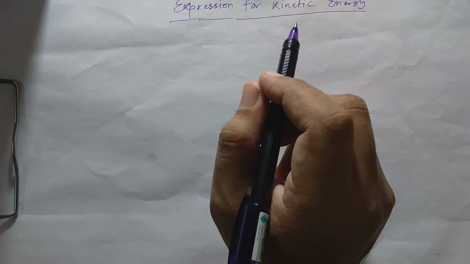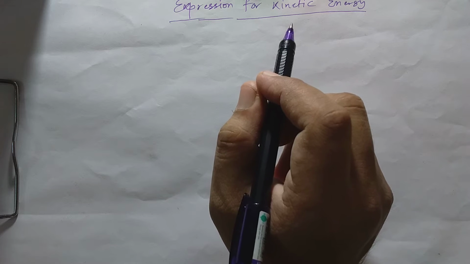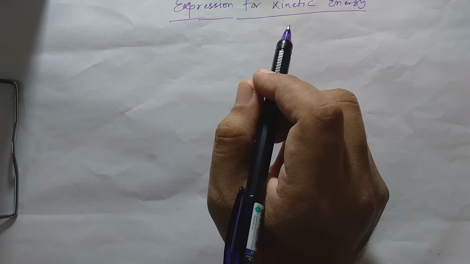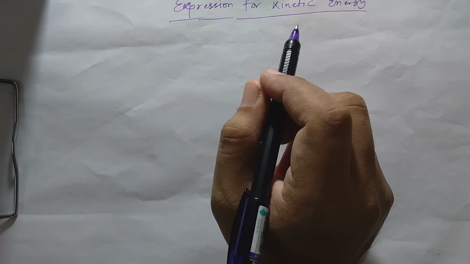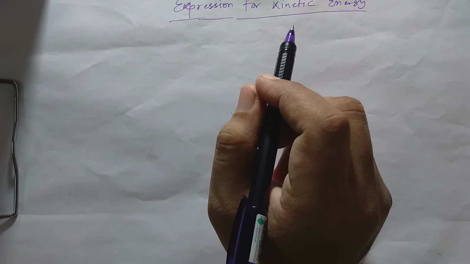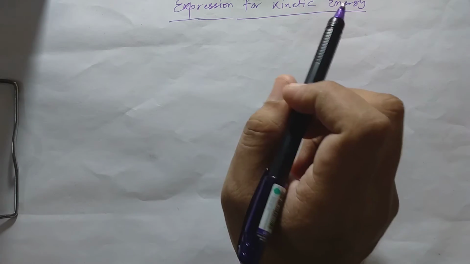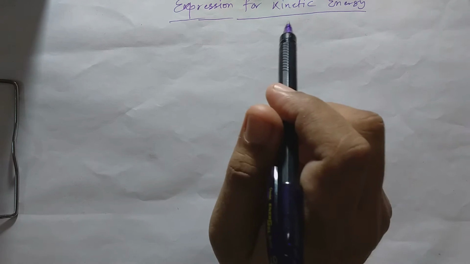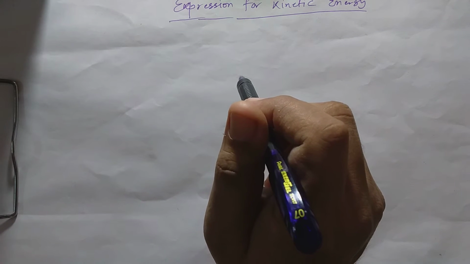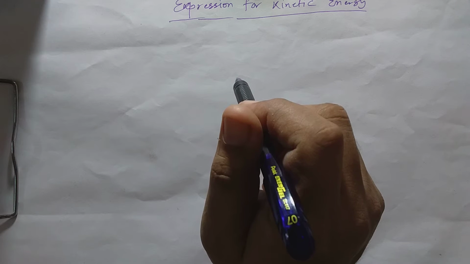So I think I already discussed what energy is. Energy is the capacity to do work. The capacity of an object to do work is known as the energy of the object. Different types of energies are there, and apart from that we are discussing the mechanical energies. Mechanical energies are actually of two types: one is kinetic energy and the other is potential energy.